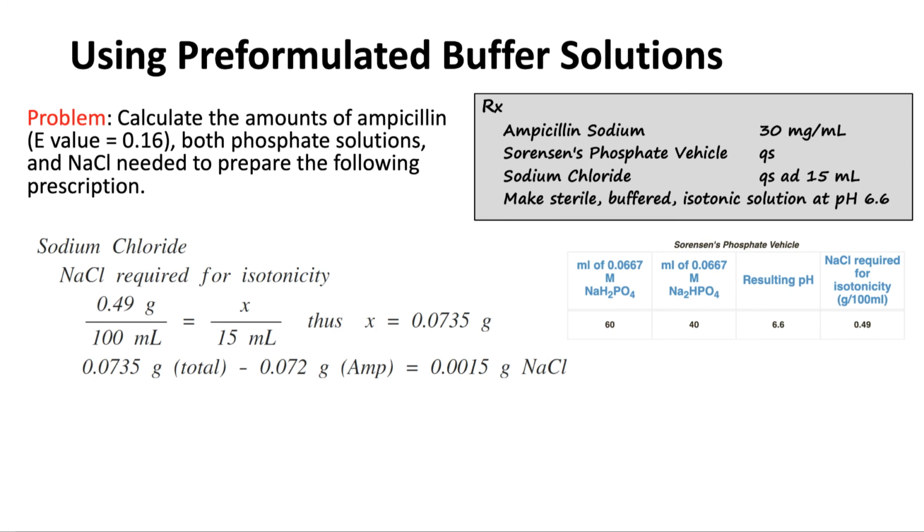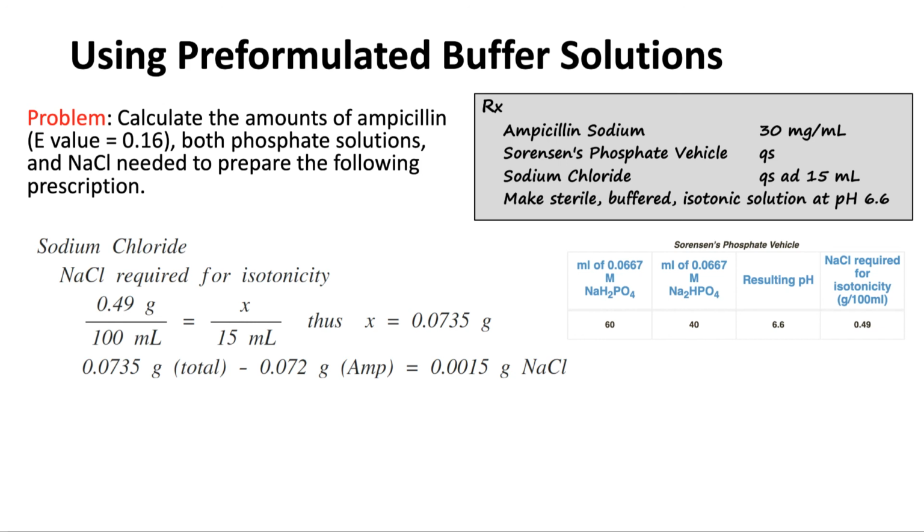All right? That's awesome. It's really good, but the only issue here is we need to adjust that number again because we're not compounding 100 milliliters. So let's take the amount of sodium chloride they say we still need, the 0.49 grams, over the total volume that recipe is calling for, which is 100 milliliters, and set that equal to some value x over the 15 milliliters, which is the total volume that we are compounding. If we solve for x, we would take 0.49 times 15, divide that by 100.